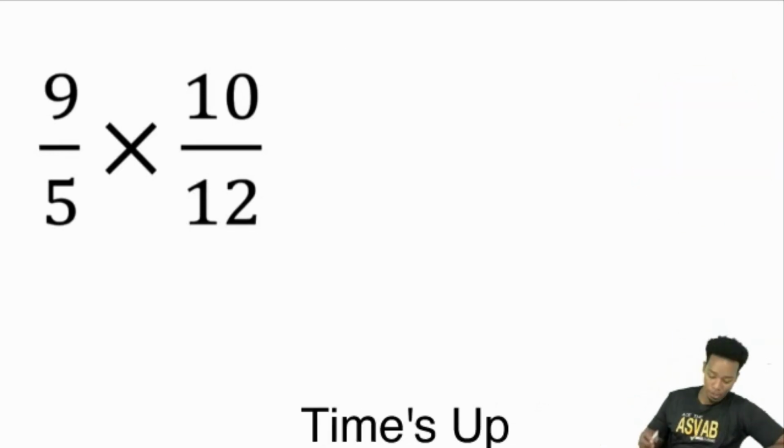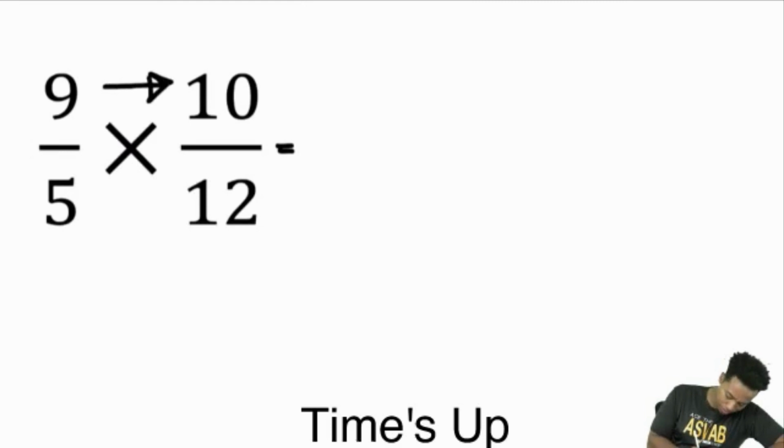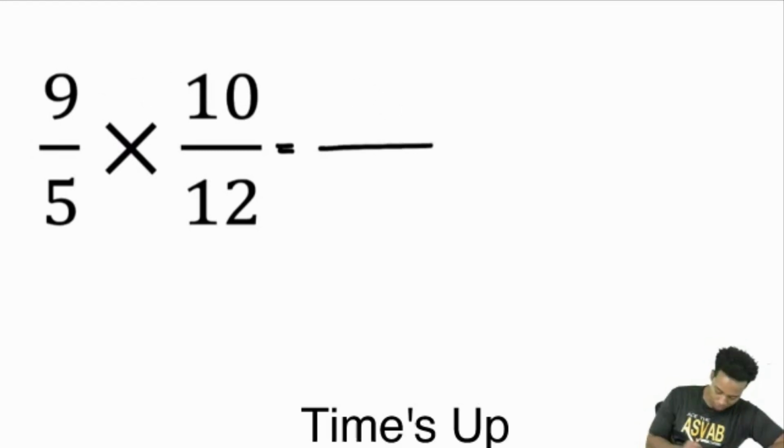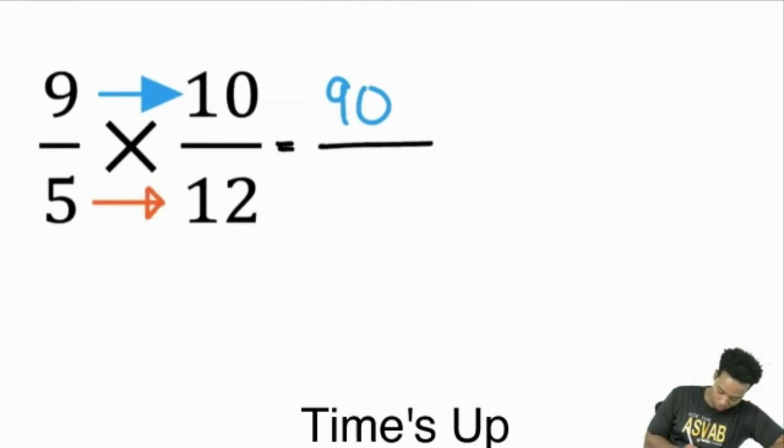So let's get to work here. I'm going to first do it the long way. I know this is the last time we'll do it the long way. I just need to make sure you guys understand how much time this actually saves. So here, 9 times 10 is going to give us 90. And then we have 5 times 12, and that's going to give us 60.